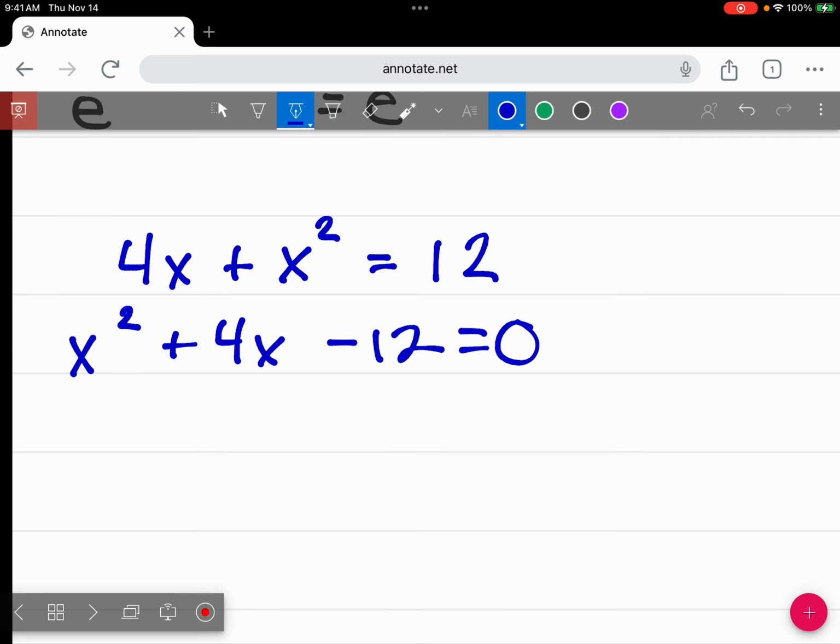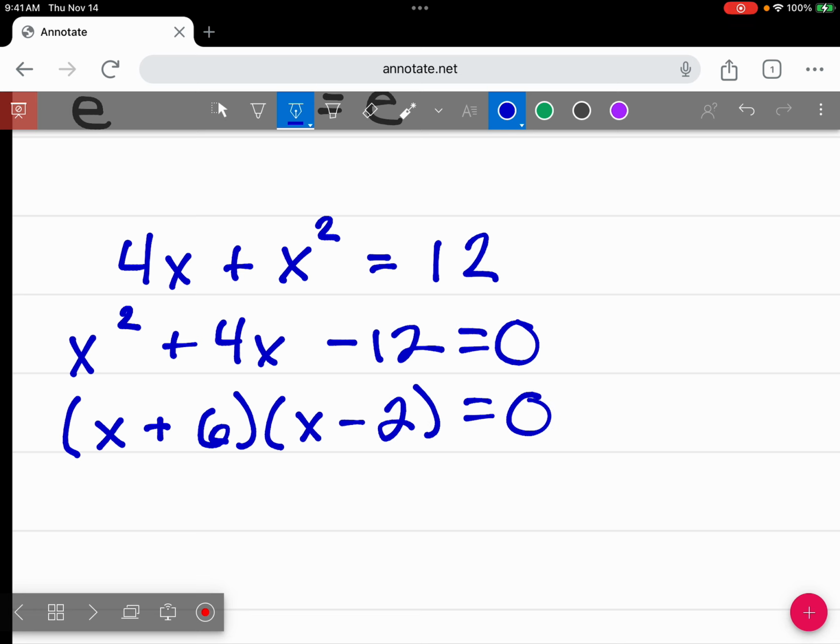Yes, I did it wrong in my book. Love that for me. I did 6 and 4. So our factored form here, because we could factor this, we would have a positive 6, negative 2. So our solutions here are negative 6, positive 2. We can solve with e.